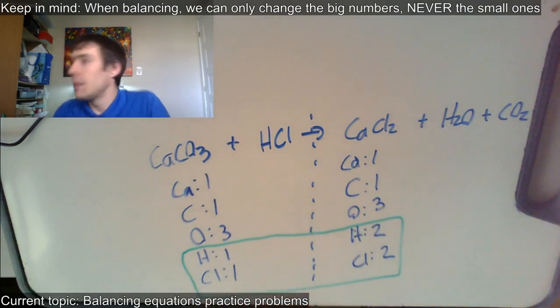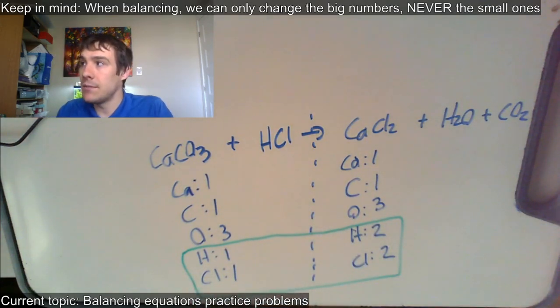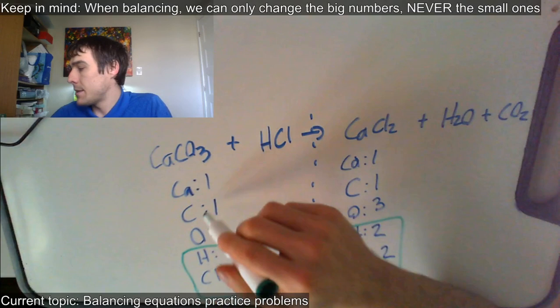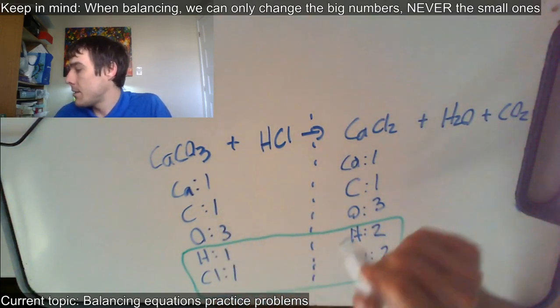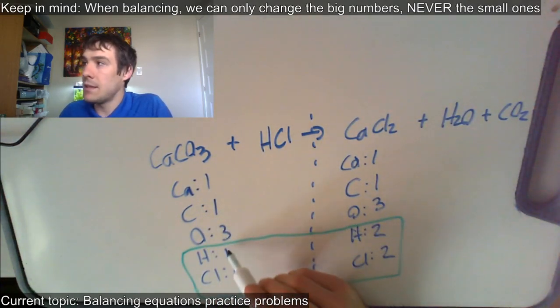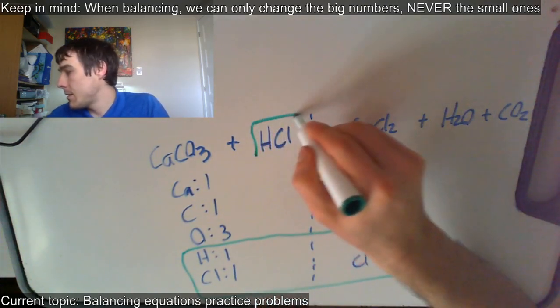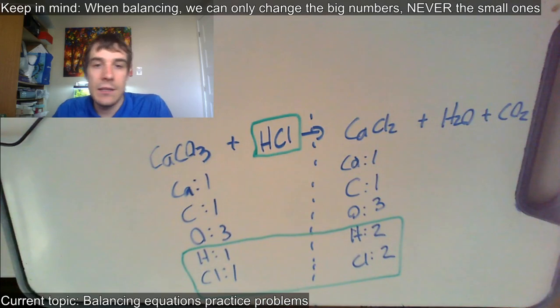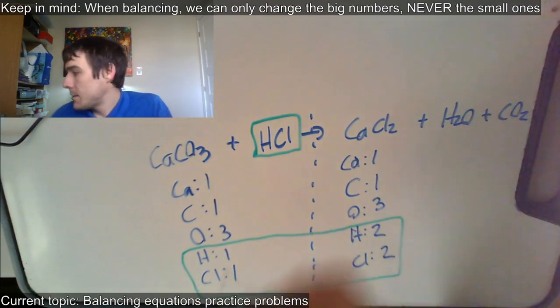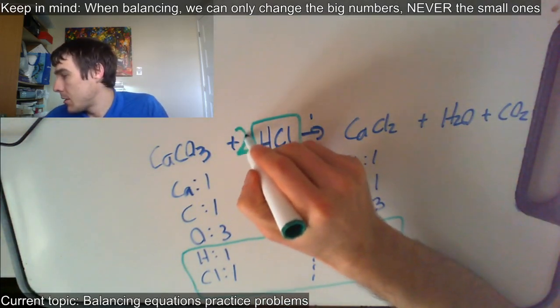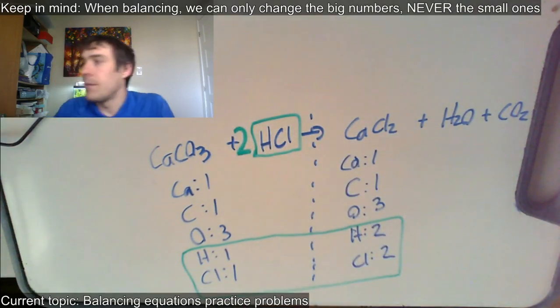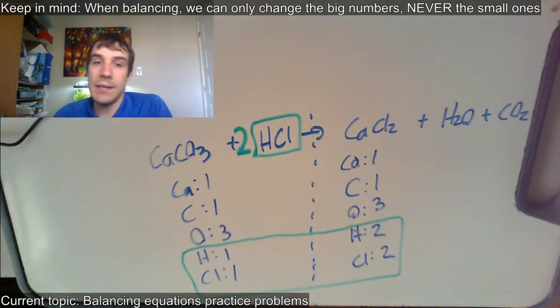Right? This is where the accounting thing is really, really helpful. One calcium, one calcium, one carbon, three oxygen, three oxygen. And the difference here is that this has one hydrogen and one chlorine. This has two hydrogens and two chlorines. And wouldn't you know it, we have this handy HCl there. So the answer is just to throw a 2 in front of HCl. This looks like a difficult equation, difficult reaction to balance, but it's really not that bad.